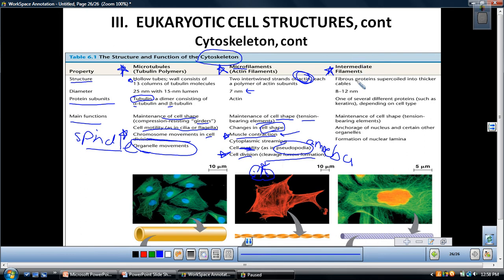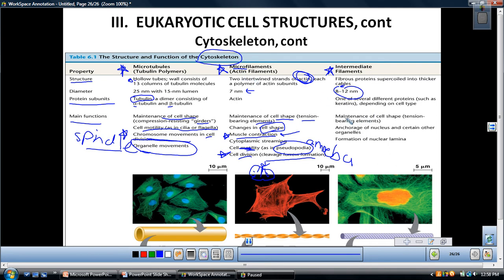Okay, and the last category over here, intermediate filaments. Notice the size is in between, 7 and 15 to 25 nanometers, so these are in between. These are going to be fibrous proteins that are super coiled into thicker cables. They're thicker than the microfilaments.